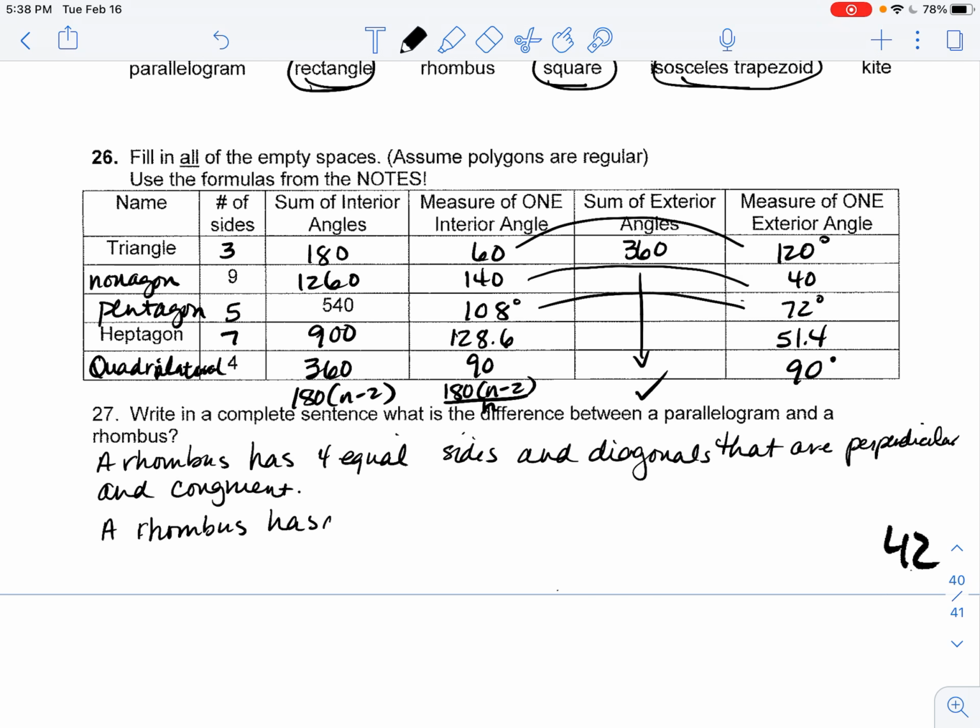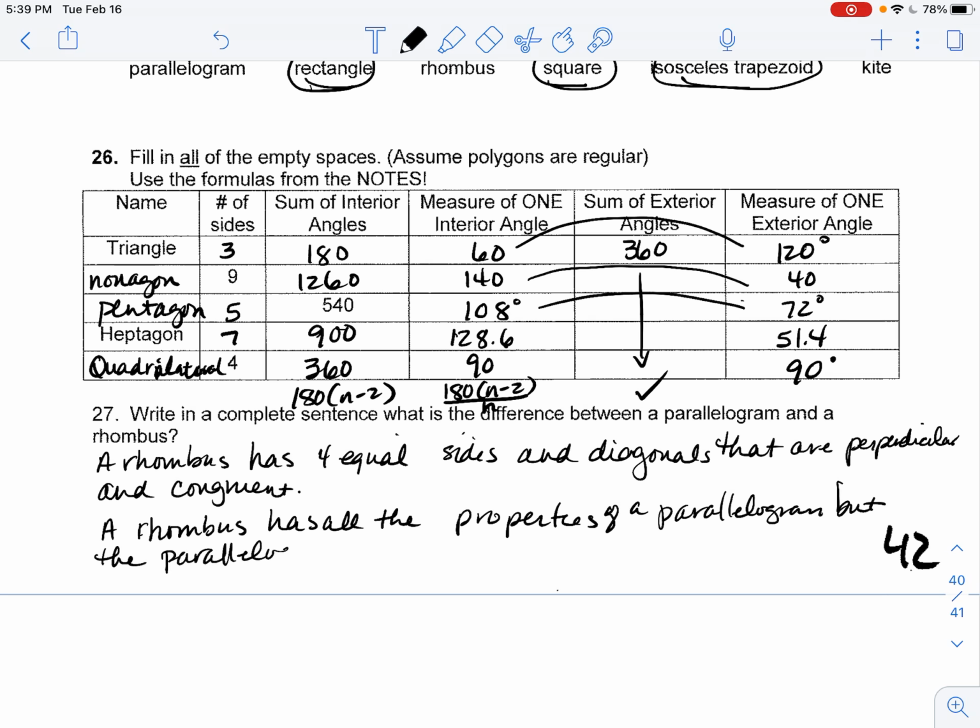A rhombus has all the properties of a parallelogram. But the parallelogram does not have all the properties of a rhombus.